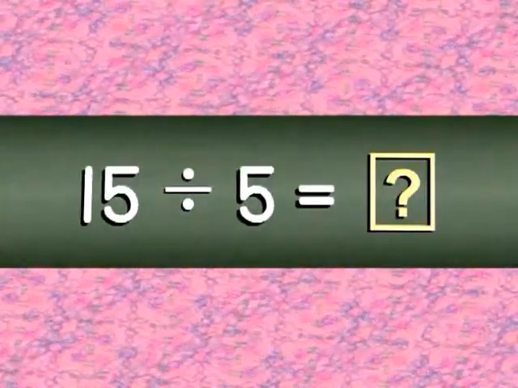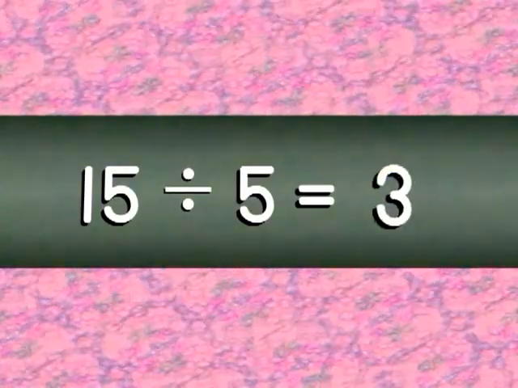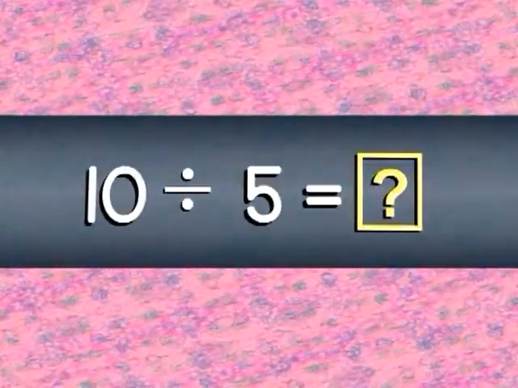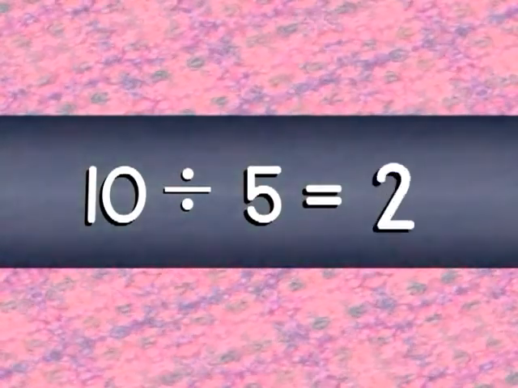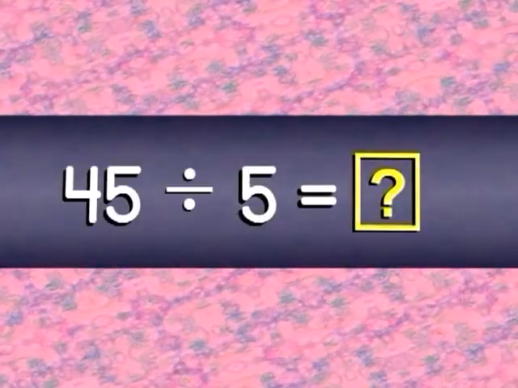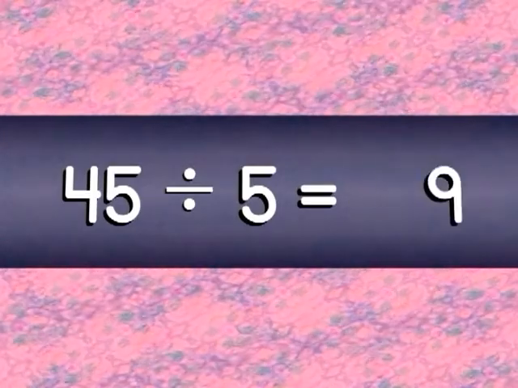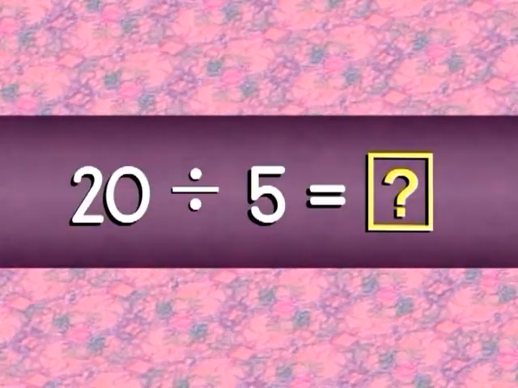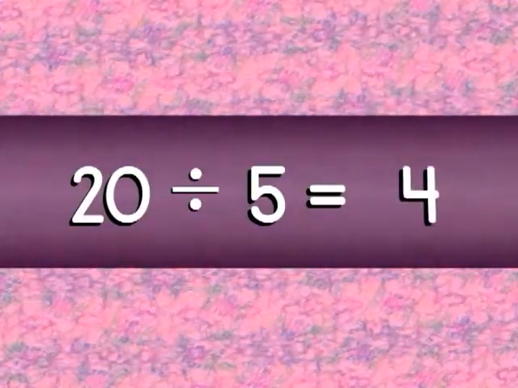15 divided by 5 is 3. 10 divided by 5 is 2. 45 divided by 5 is 9. 20 divided by 5 is 4.